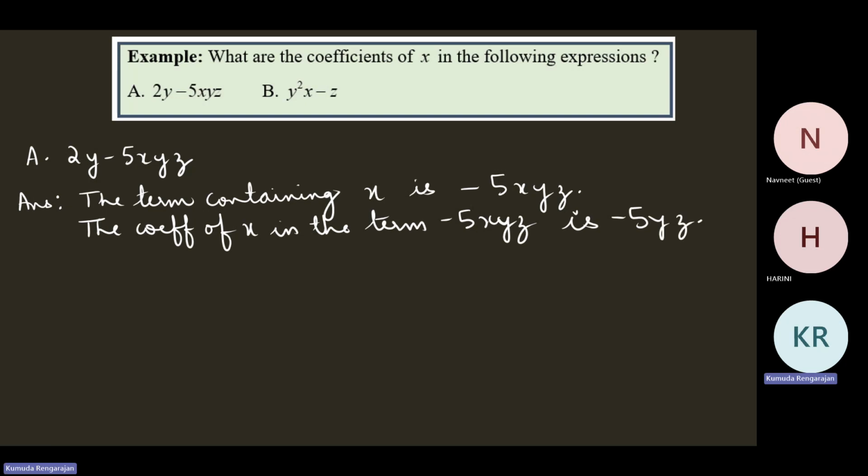See, first you should identify the term that has x. Which term has x here? Minus 5xyz. That term has x. So the term containing x is minus 5xyz. Now write the coefficient. The coefficient of x in that term, don't write x. Write everything else. Minus 5yz. The coefficient is minus 5yz. Don't write that x.